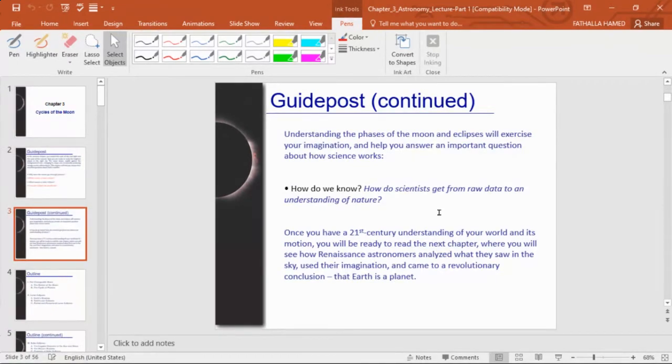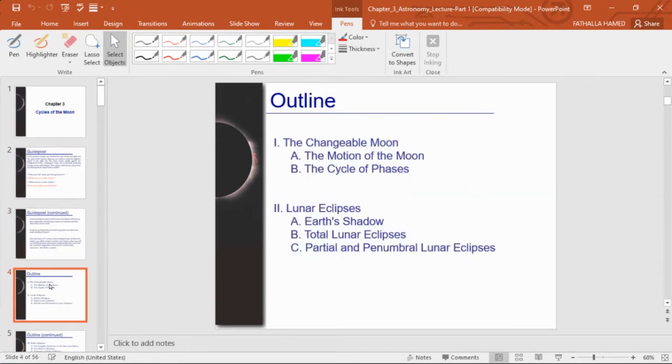Understanding the phases of the moon and the eclipse will exercise your imagination and help you answer an important question about science, about how science works. How do scientists get from raw data to an understanding of nature? Now, once we finish this chapter, you will have a current understanding of how we view the moon, the sun, and our location in the Milky Way galaxy and then in the universe.